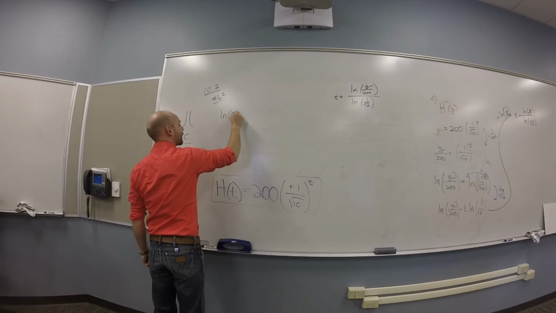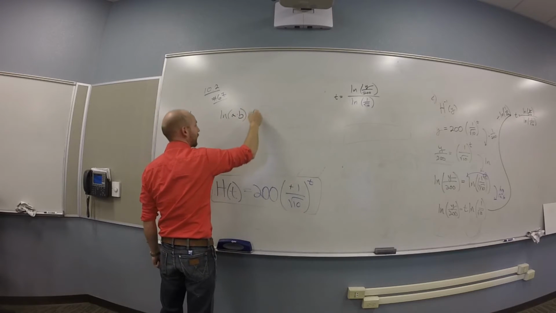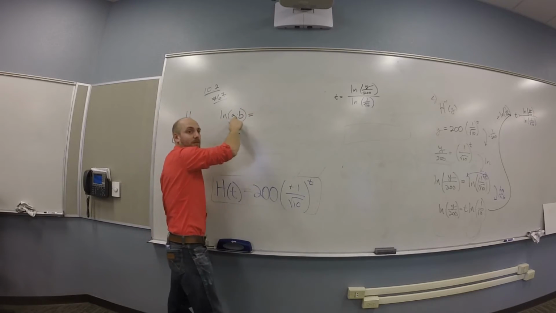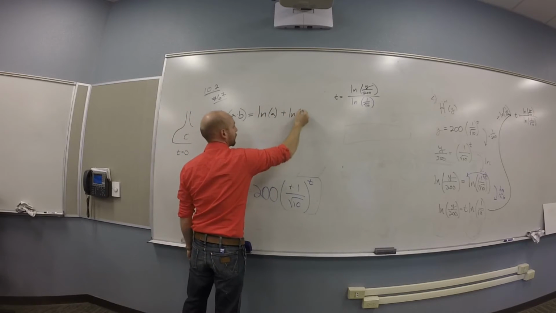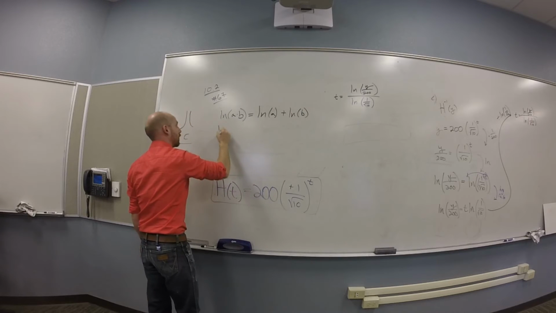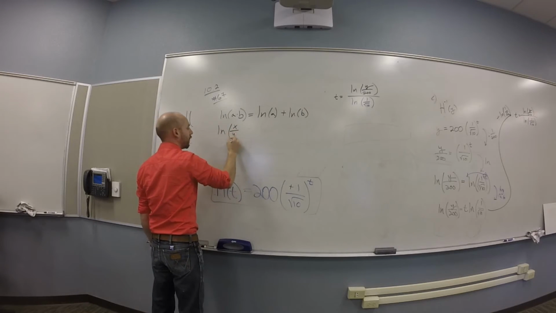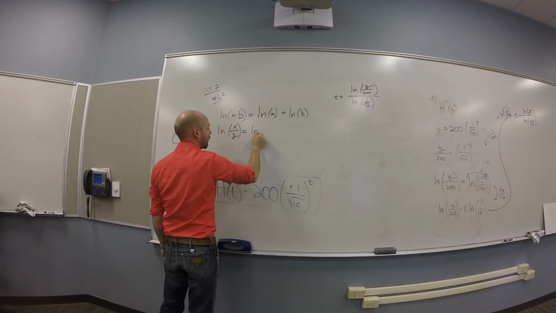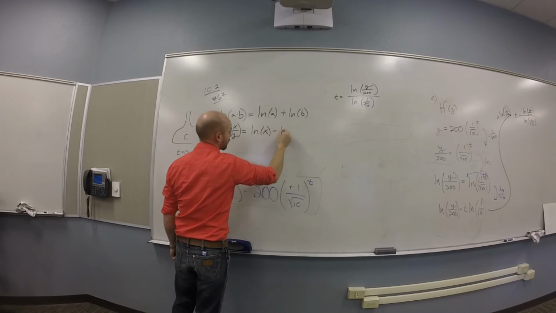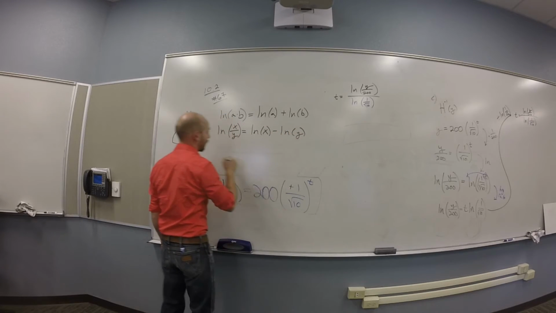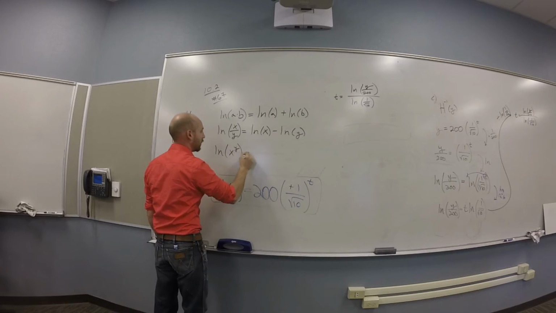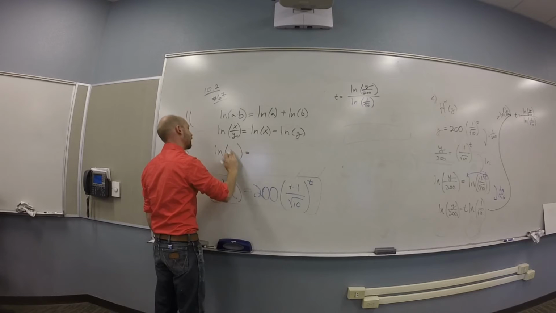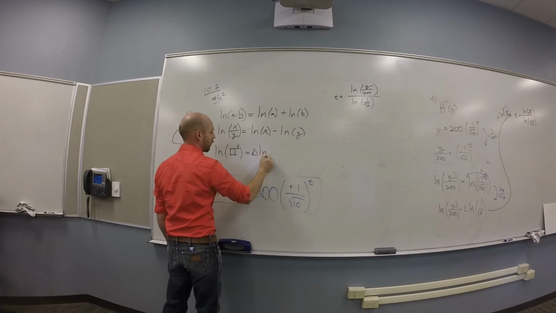Okay, so the log rules you need are the log of a times b. So the log of the quantity a times b is log of a plus log of b. Log of x over y is log of x minus log of y. And log of square to the triangle is triangle times log of square.